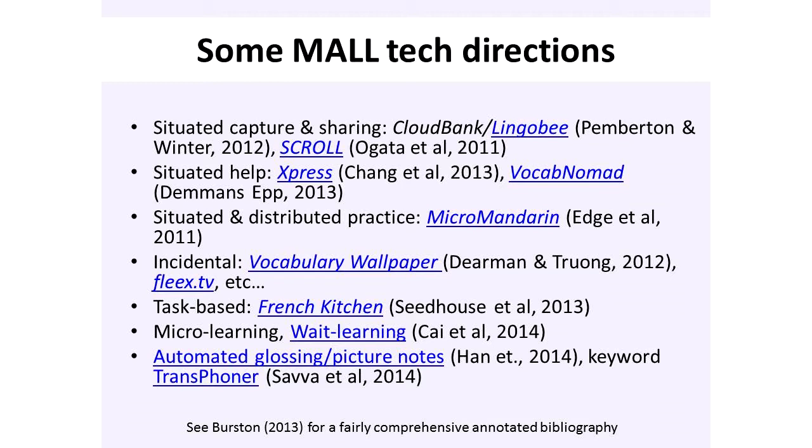Another one, which I wanted to mention because this links to something I'll say later on: automated glossing with picture notes. These are both from CHI 2014. Automated glossing with picture notes: while you hover over a word in an electronic text, it looks for related images and shows you those. So the assumption is that if you're hovering over this word, you're struggling with the meaning, and perhaps an image will help you fix the meaning and help fix that in your memory.